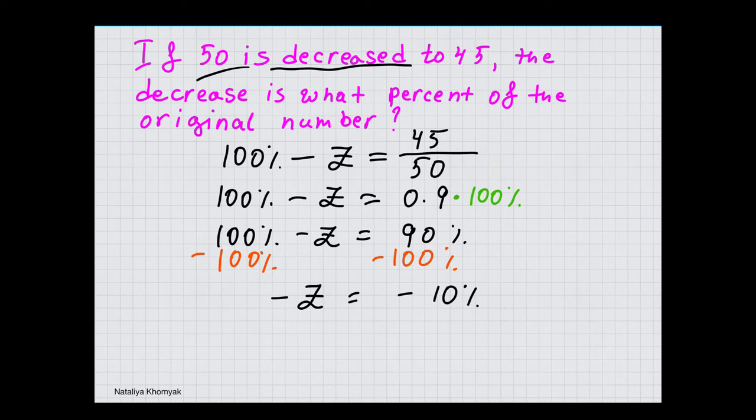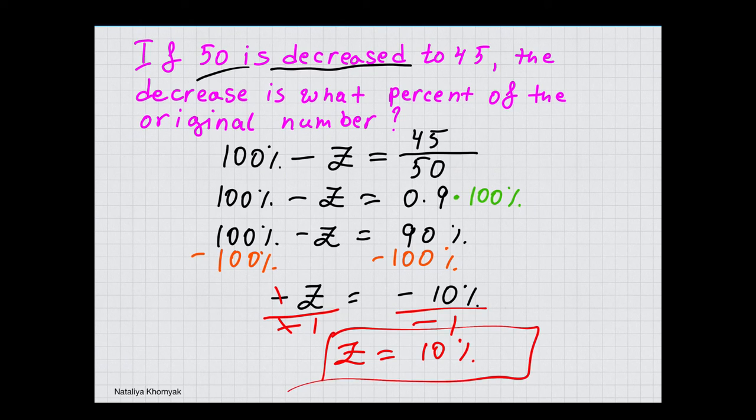So we have negative z equals a number, but we need a positive variable to have a solution. So divide both sides by negative 1, or you can multiply both sides by negative 1, it does not matter. So z equals 10%. And this is our solution. That's all.